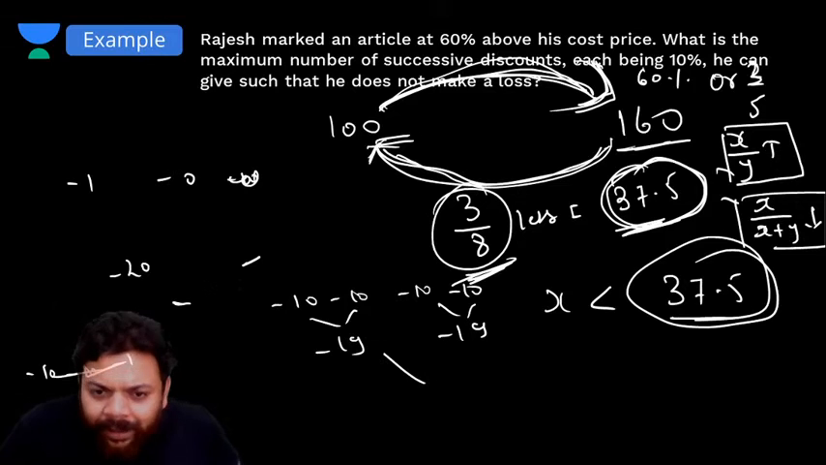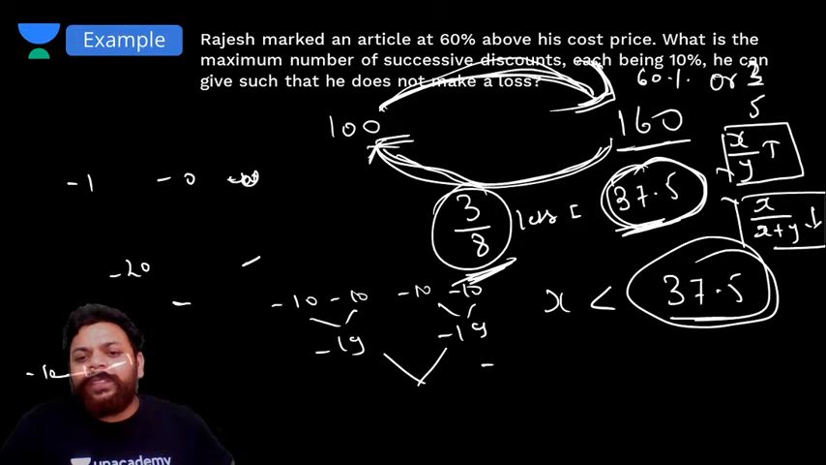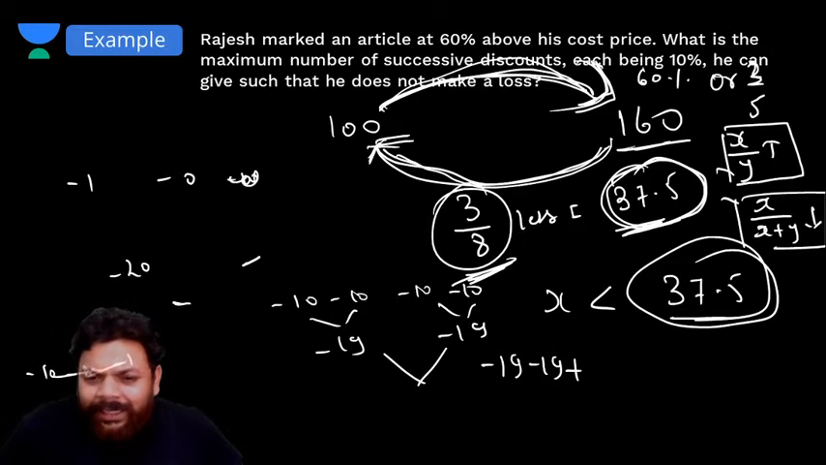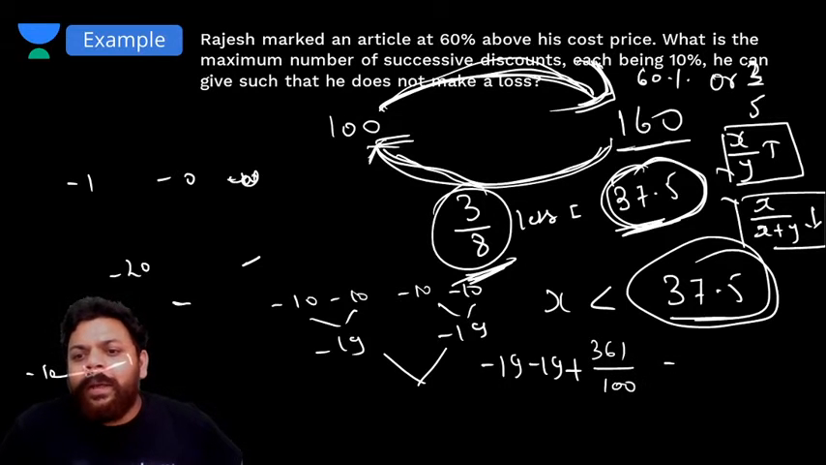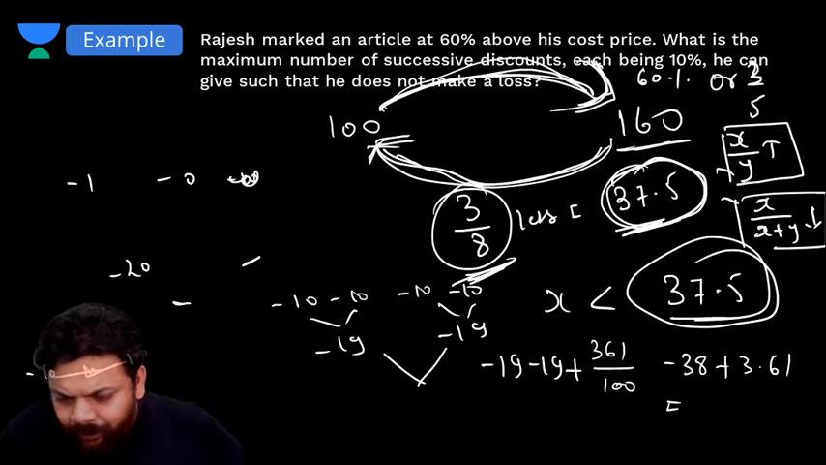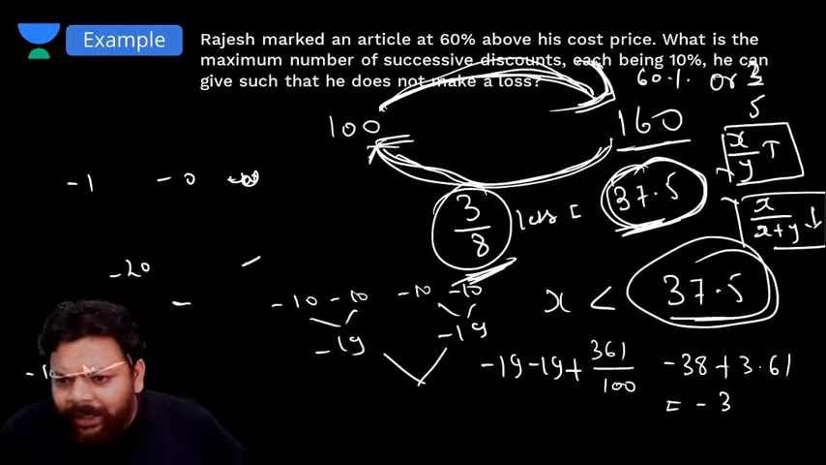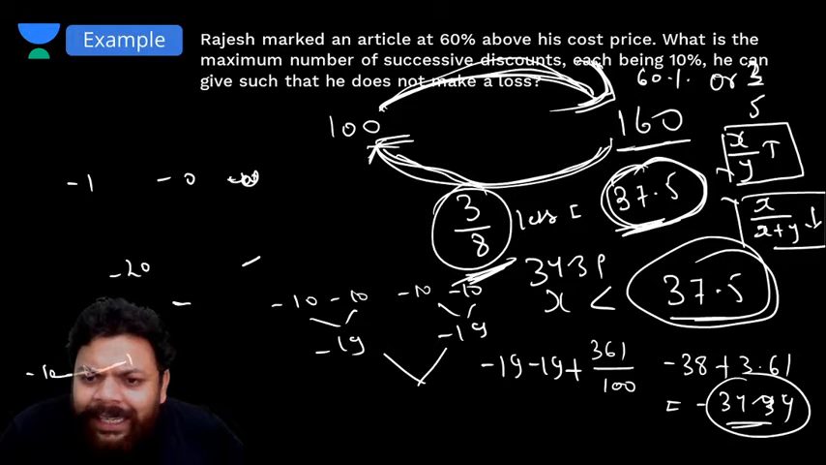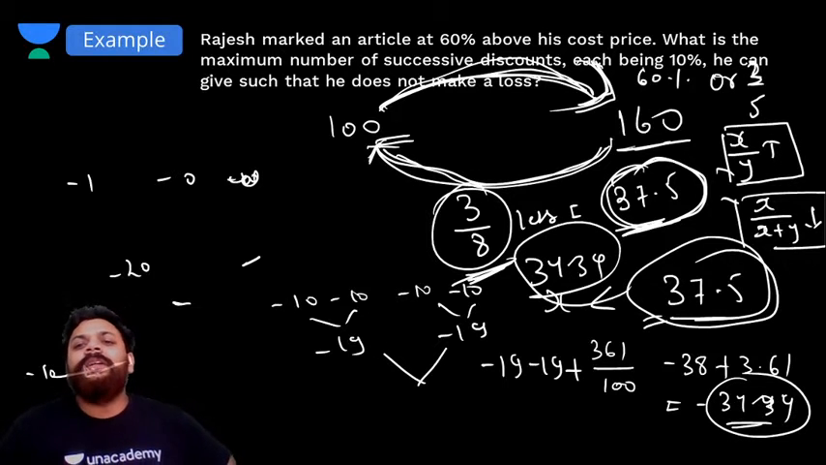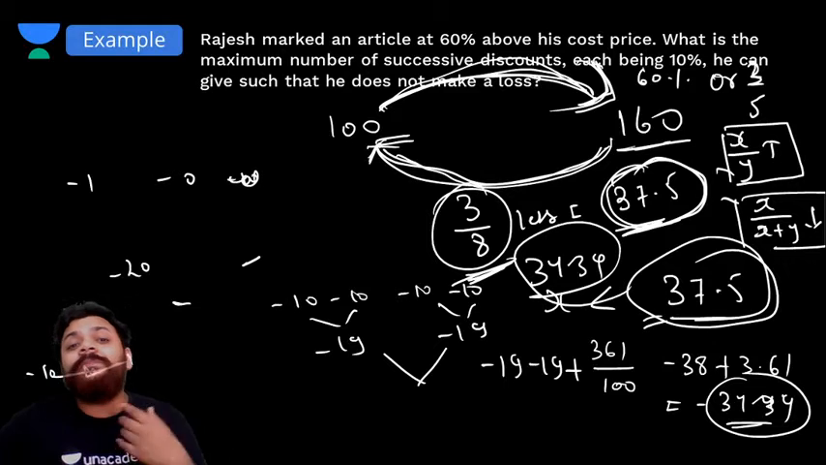So if I just try to find successive change of this one, I'll get -19 and -19 multiplied with 19 is nothing but 361 divided by 100. You will get -38 plus 3.61. That is your answer must be 34.39. So 34.39 is still less than this one. And that is how we can say 4 terms आएगा.